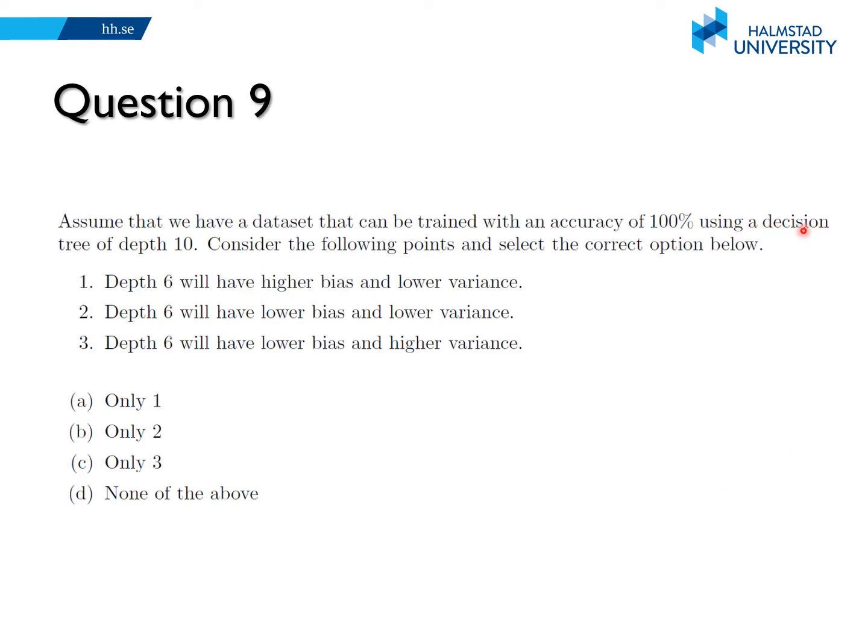Now suppose that you fit a decision tree classifier of depth 10 to a dataset, and then you see that the accuracy on this dataset is 100%. So you basically have 0 error on the training dataset. Now consider the following points and select the correct option among those.